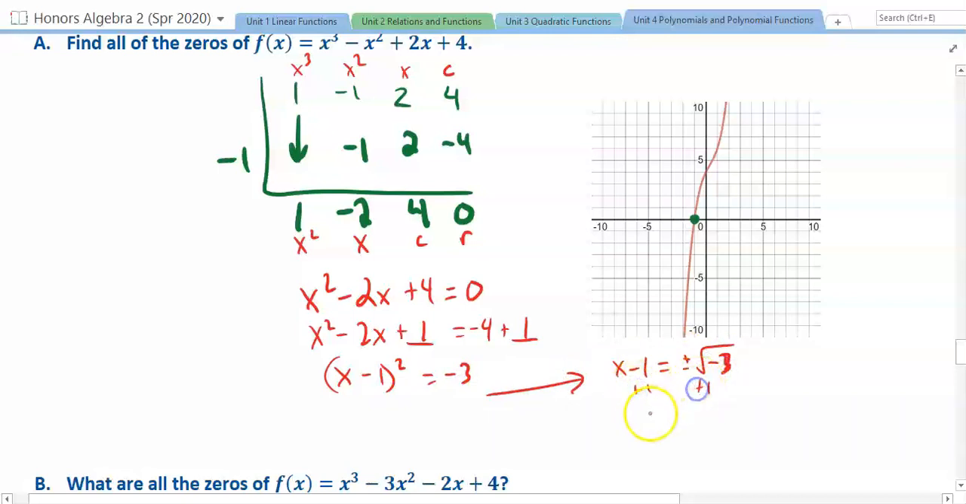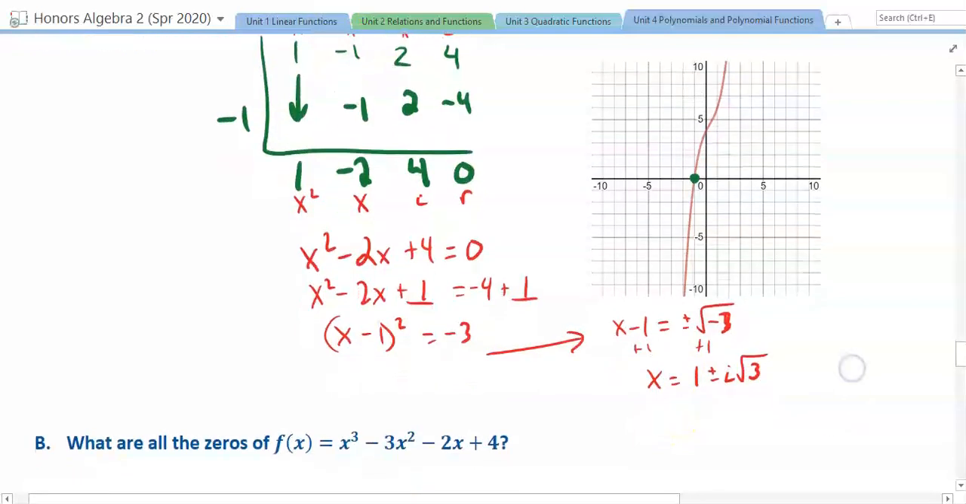Adding the 1, we're going to get that x is equal to 1 plus or minus, I've got this negative inside, so the i is going to come out, square root of 3. So my 3 zeros, because it was a third degree function, right? So my 3 zeros will be the -1 that we had here, because we verified this through the remainder theorem, and we'll talk about that in pre-calculus. But my 3 zeros are going to be -1, and then 1 plus or minus i root 3.